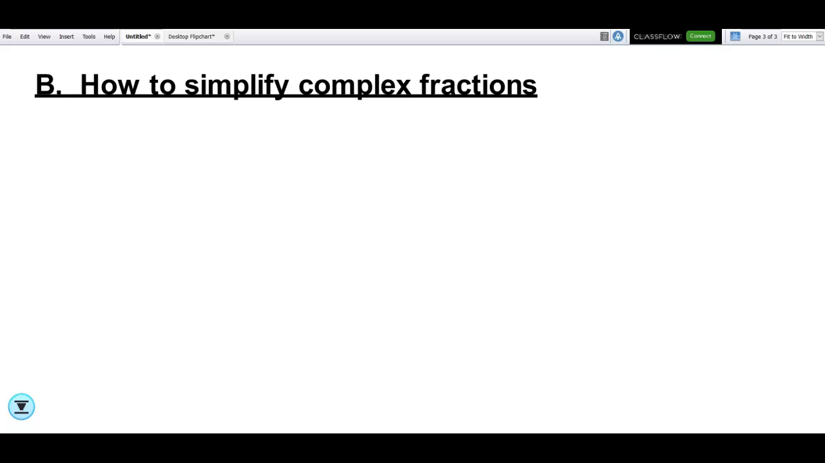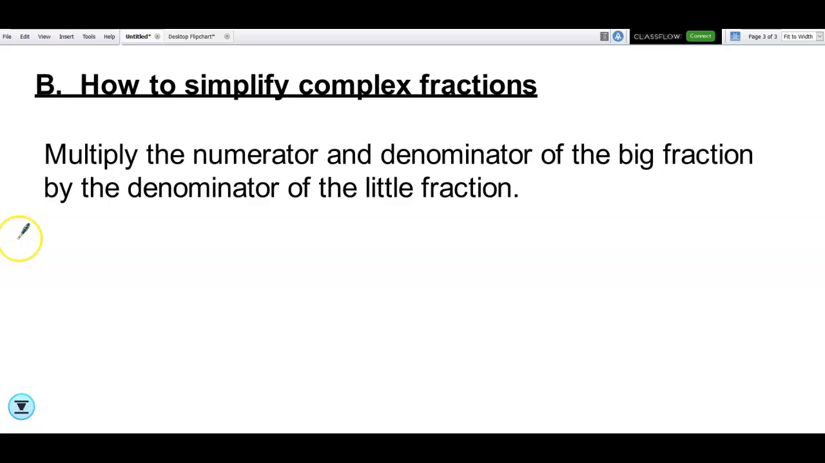So how do we simplify complex fractions? Basically we're going to multiply the numerator and the denominator of the big fraction by the denominator of the little fraction. So what do I mean by that? Well, let's go back to our previous example. I had this example up earlier. It was 3/5 over 4. That was our complex fraction, okay?